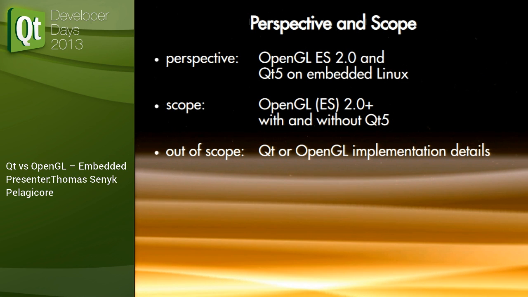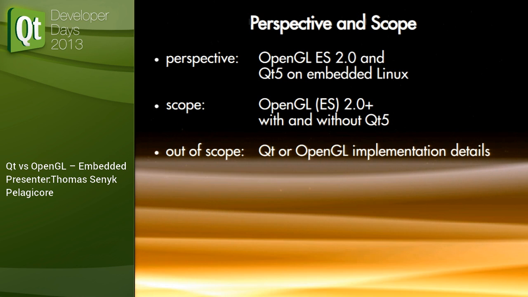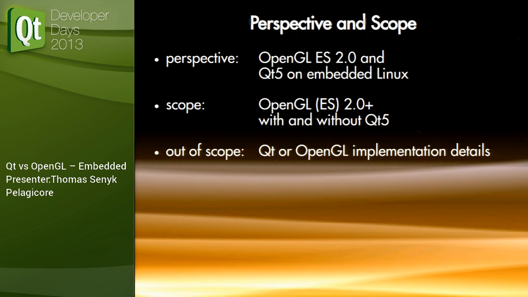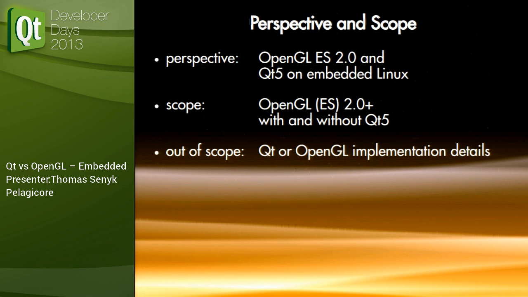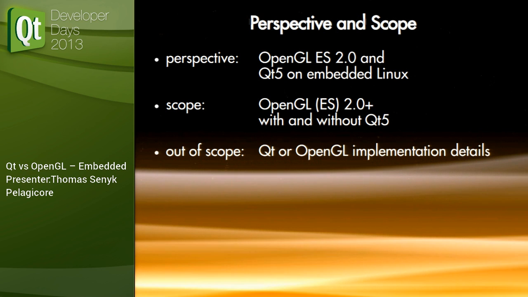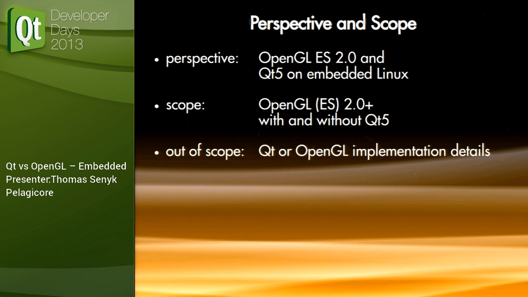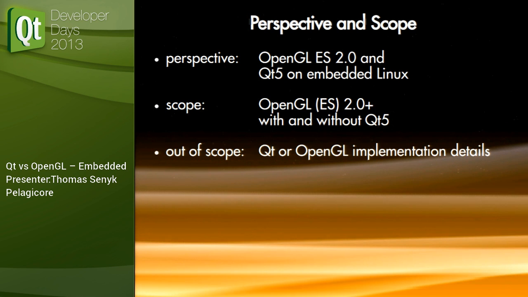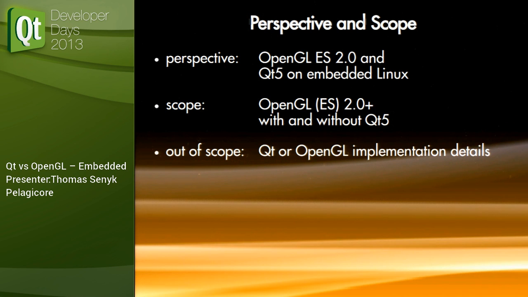The scope is much more than that. It's basically any OpenGL version, which is more than OpenGL ES2, and with and without Qt. A lot of the aspects I'm talking about have very little to do with Qt, or have very little dependency on Qt. But Qt has dependencies on those, so it can be worked with and without Qt. Out of scope is any implementation detail. I've had to remove all the API slides to shrink it down to 1 hour.